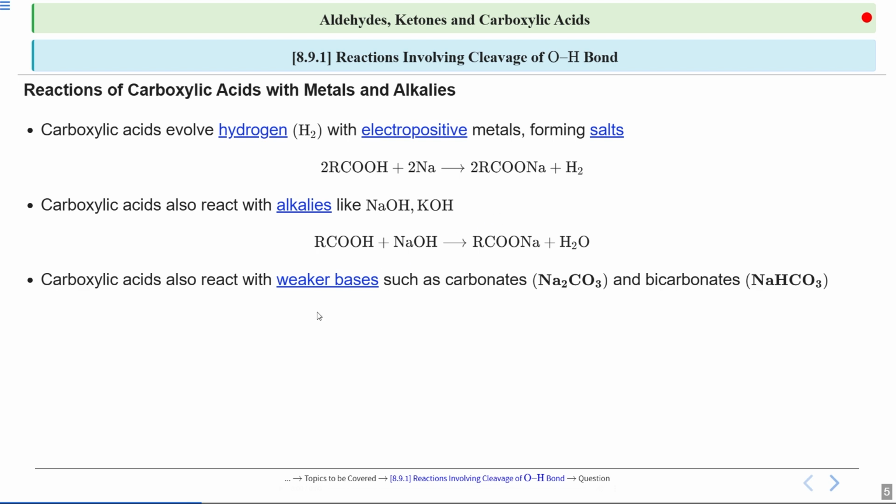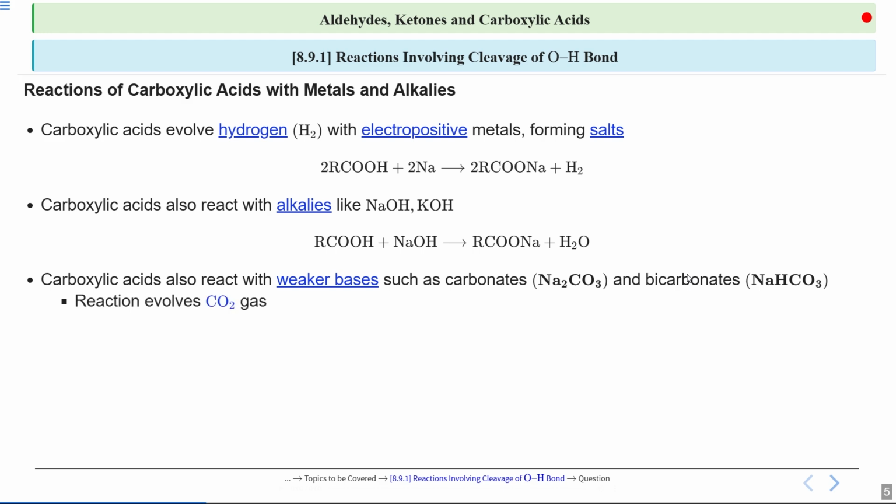Now carboxylic acids can also react with weaker bases like carbonates, which is Na2CO3, and bicarbonates, which is NaHCO3. These reactions with weaker bases are quite useful in various applications, such as in baking, where bicarbonates are used as leavening agents.